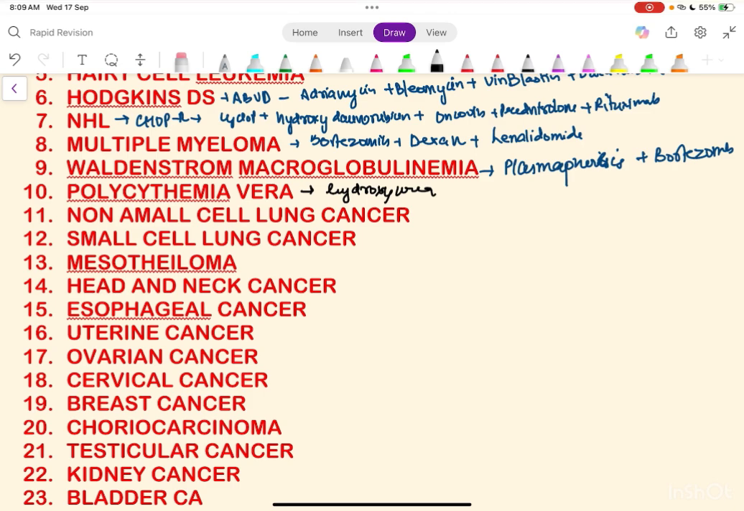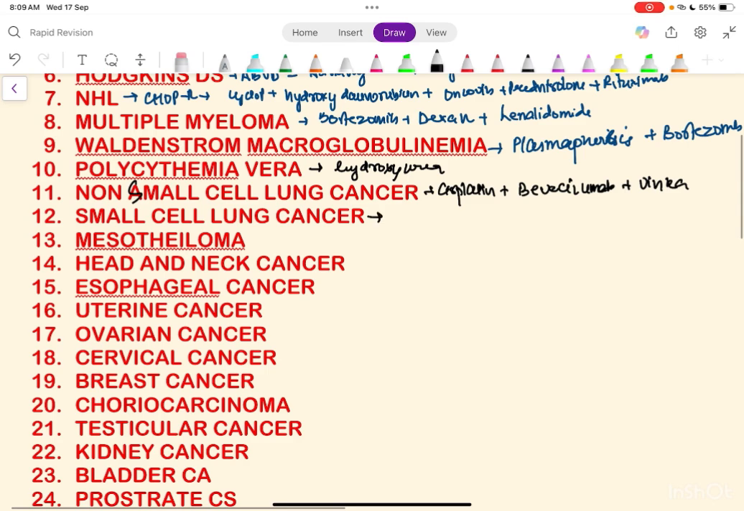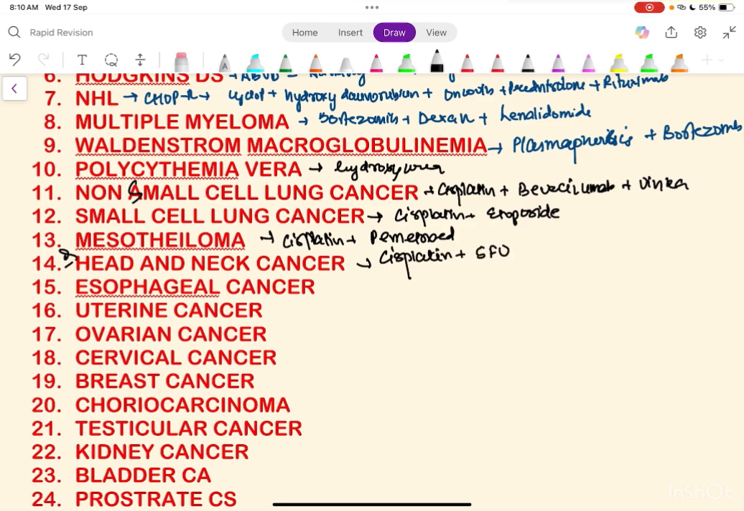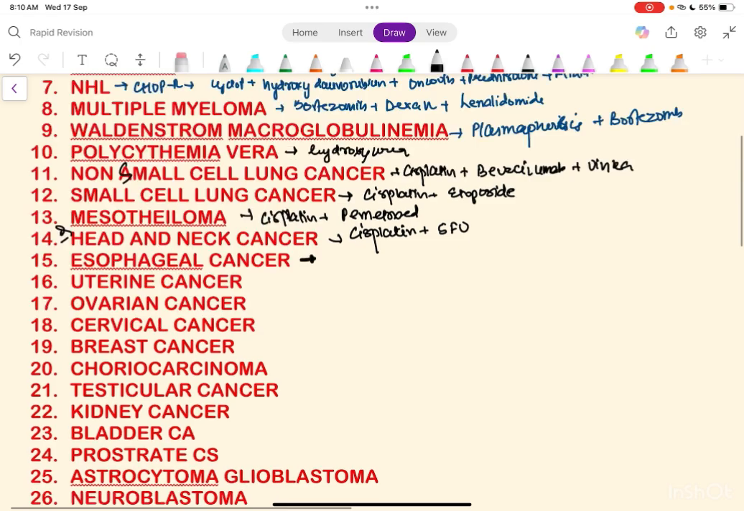Then in non-small cell lung cancer, you have to remember, all the cancers that will come will mostly have cisplatin in them. So non-small cell lung cancer, you have cisplatin and bevacizumab, and you have a vinca alkaloid. Okay, then in small cell lung cancer, again you have cisplatin and you have etoposide. Now etoposide is a topoisomerase 2 inhibitor. In mesothelioma, you have cisplatin plus pemetrexed. Then this is going to be asked most probably, so this is cisplatin plus 5-fluorouracil. Okay, then esophageal cancer, again same.